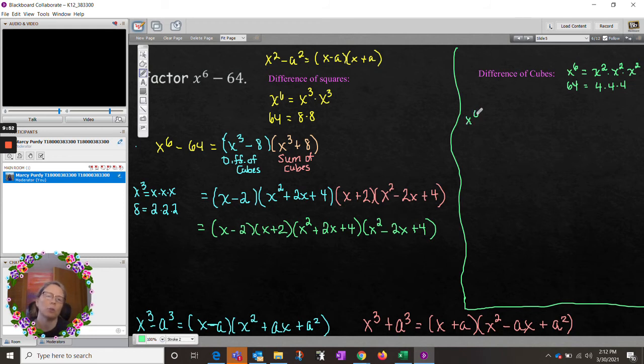So we know with the difference of cubes it's your x term minus your a term. So my x term, x squared, minus my a term of 4. Then I take my x term and I square it. So I'm squaring x squared plus my a term times x, so 4 times x squared, plus my a term squared, and my a term is 4, so 4 squared is 16. The only thing I need to make sure I do is the x squared squared, which would be x to the 4th.